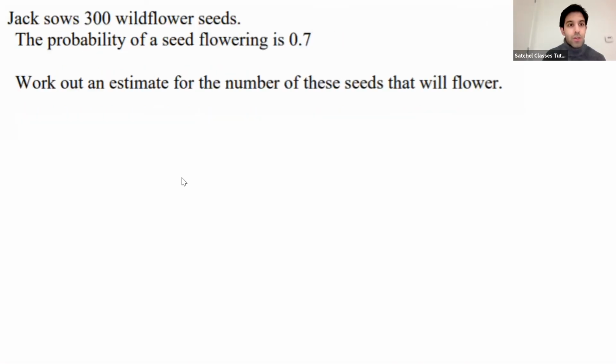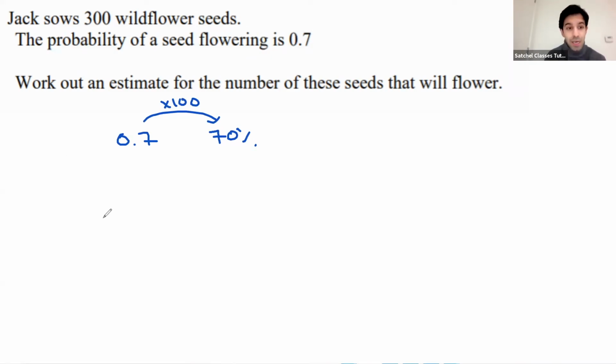Here we go. So it says, Jack sows 300 wildflower seeds. The probability of a seed flowering is 0.7. Work out an estimate for the number of these seeds that will flower. So the probability that the seed will flower is 0.7. So we can convert 0.7 into a percentage by multiplying 0.7 by 100. That will give us 70%. So what we know is that the probability of seeds flowering is 70%.